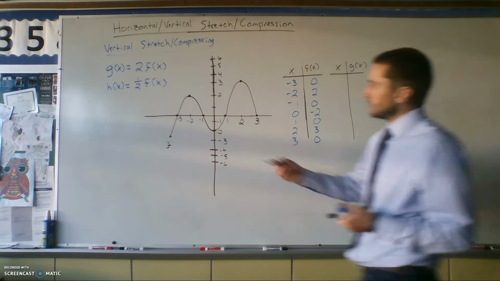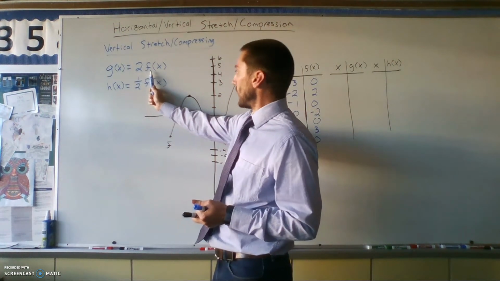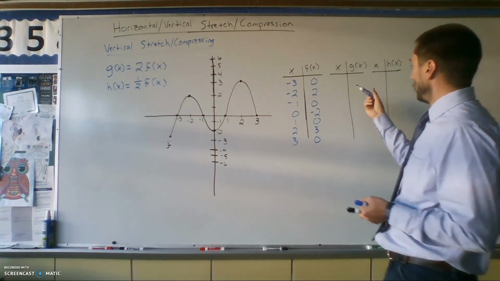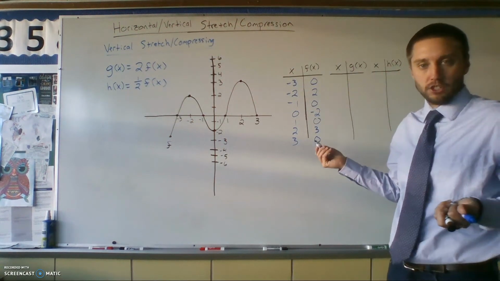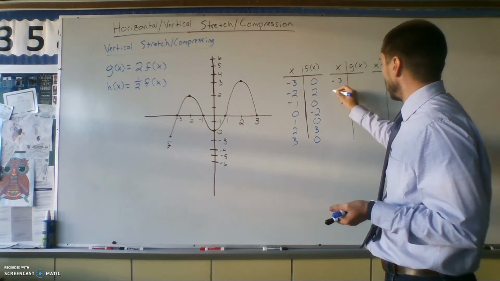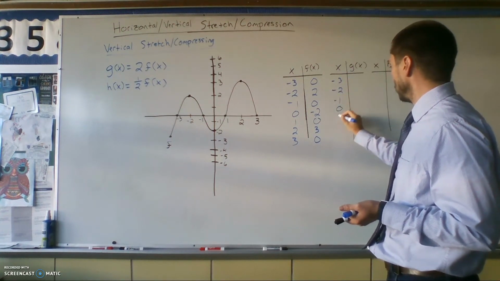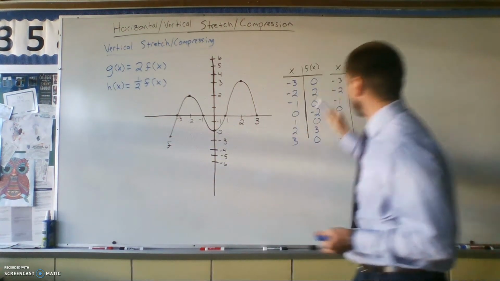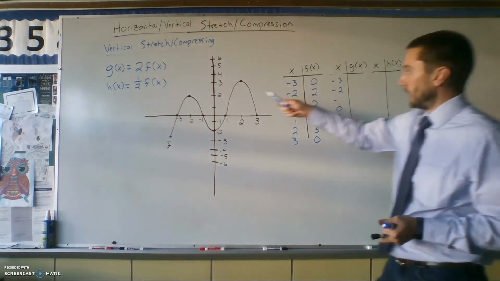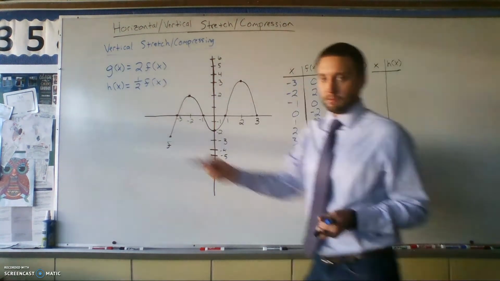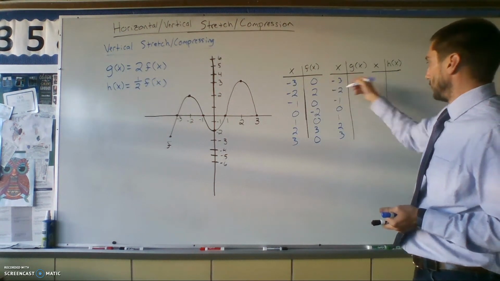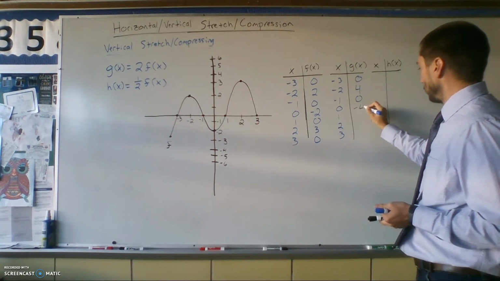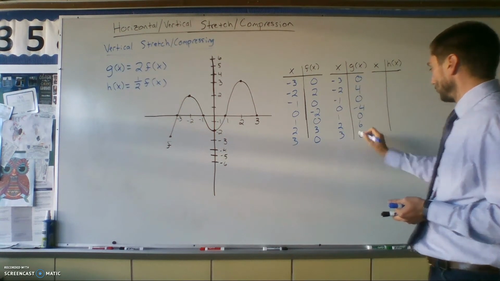Okay, so G of X. So G of X is 2 times the outputs of F of X. So to make my G of X table, I didn't say anything about changing the inputs. So the inputs stay the same, -3, -2, -1, 0, 1, 2, 3. But all the outputs, I'm going to take F of X, which are these values, these outputs, and I'm just going to double them. All right, I'm pretty good at multiplying by 2. So 0, 4, 0, -4, 0, 6, 0.